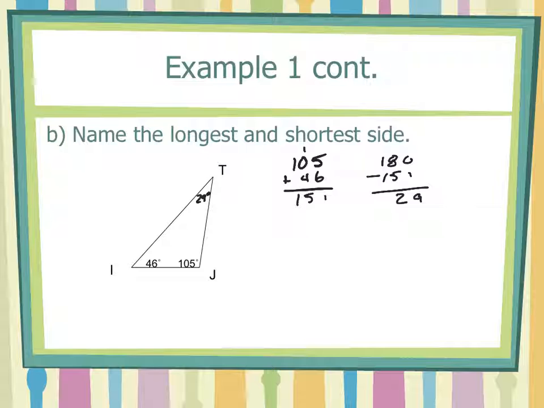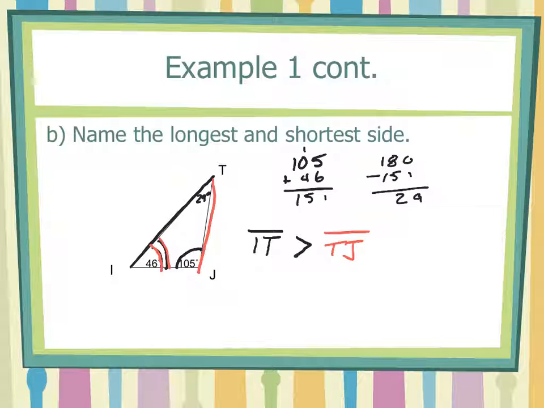Angle J is the biggest angle, so the opposite side is also the biggest. So the side IT is the biggest. And then 46 is the second biggest angle, so side TJ would be the second biggest. And then angle 29 goes to IJ, which is the least one. Beautiful.